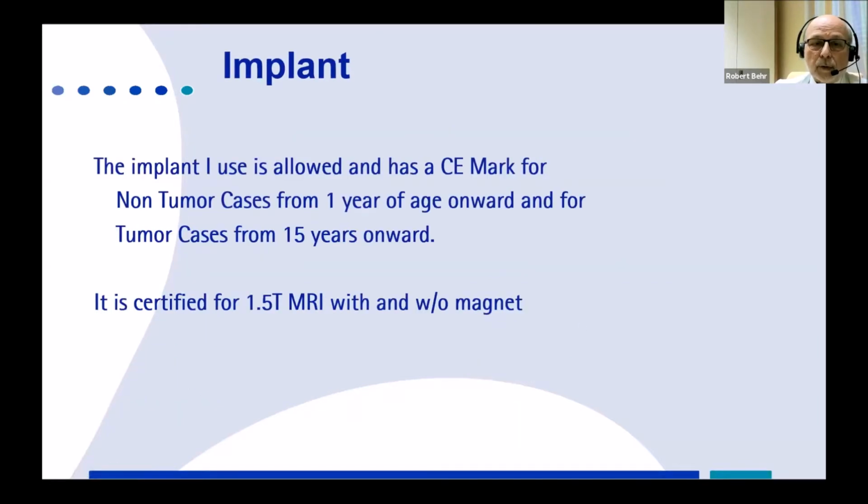The implant itself that I used was already introduced by Mr. Schwarze. It is certified for and has a CE mark for children 1 year or older without tumors, so malformation children, and tumor cases from 15 years onwards. It is also certified for MRI with 1.5 Tesla strength with or without the magnet.